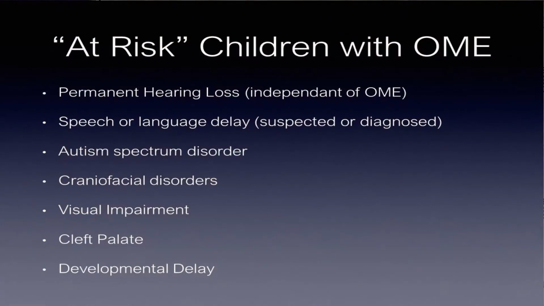So who are these at-risk children with otitis media with effusion? Well, these are kids that have some underlying hearing loss, such as congenital sensorineural hearing loss, which is independent of otitis media with effusion. If they have any either suspected or diagnosed speech or language delay, if they are on the spectrum of autism, any craniofacial disorders, any type of visual impairment, cleft palate, or developmental delay.